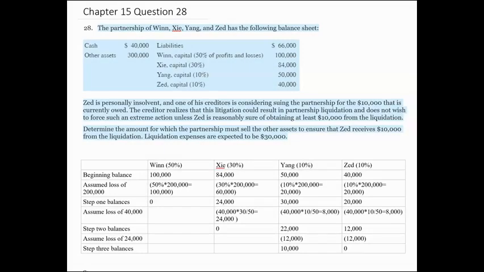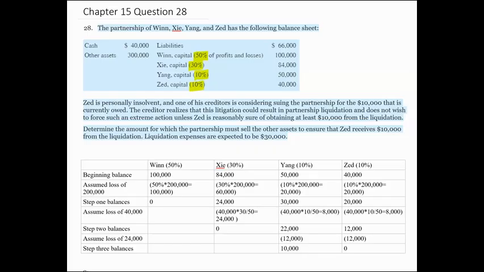Question 28. The partnership of Win, Xie, Yang, and Z has the following balance sheet. On this balance sheet, we know each of the partners' capital balance. We also know how we can allocate loss or profit among them. For example, Win is going to allocate 50% of profit or loss, Xie gets 30%, Yang gets 10%, and Z gets another 10%.